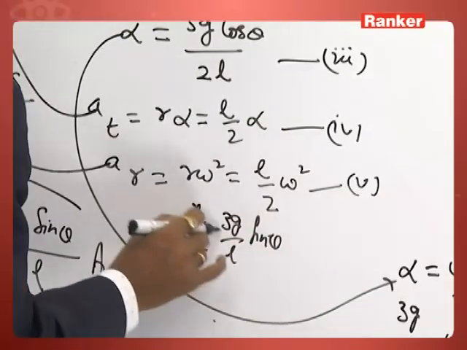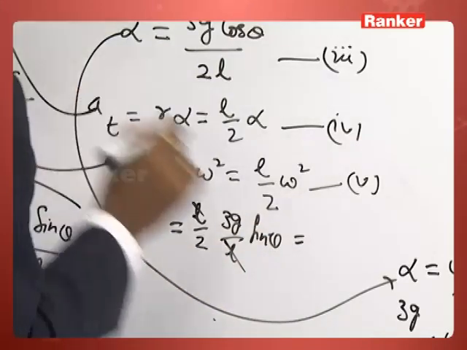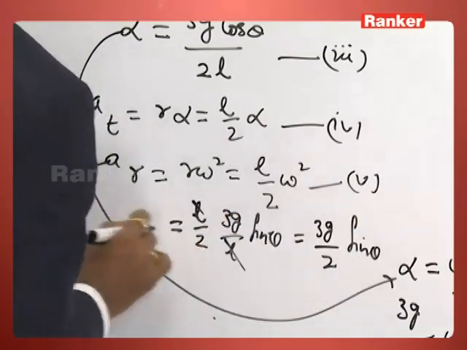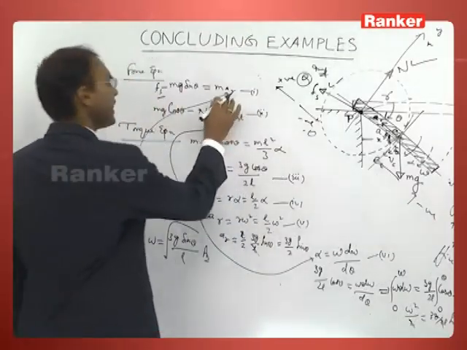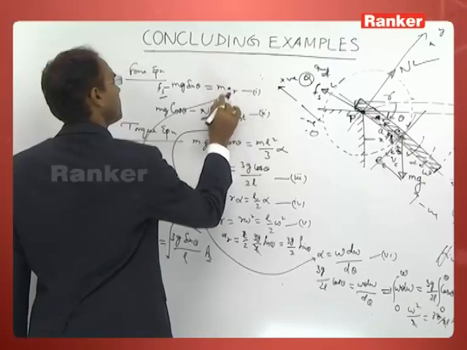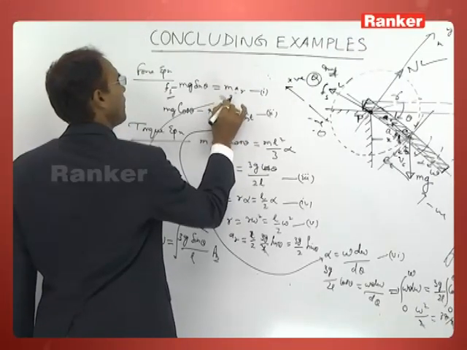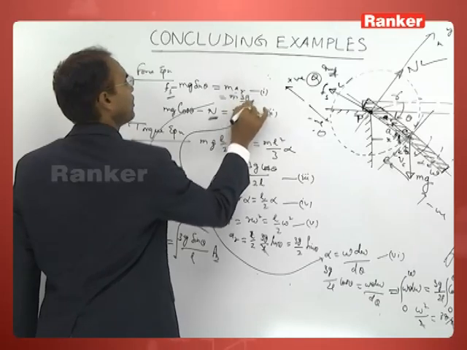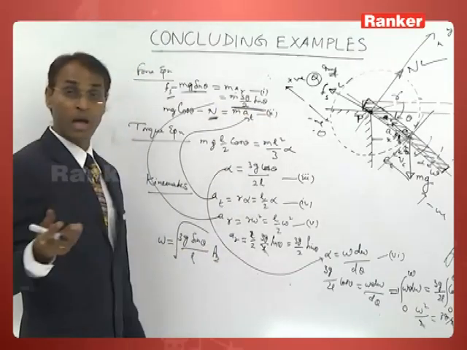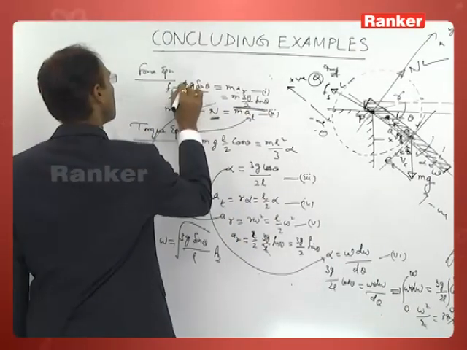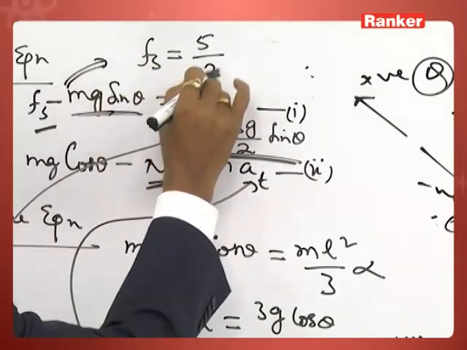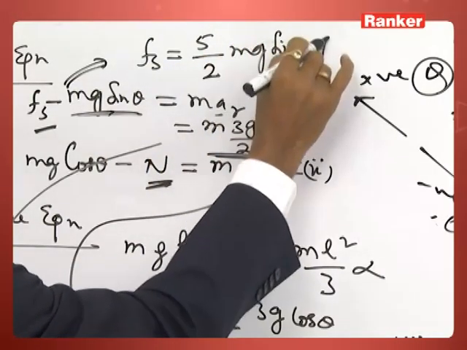So, the radial acceleration, that is AR, will be equal to 3g by 2 sin theta. Substitute AR here: m into 3g by 2 sin theta. Here mg sin theta, here 3 by 2 mg sin theta. You are getting 5 by 2 mg sin theta. So, Fs will be equal to 5 by 2 mg sin theta. Answer.